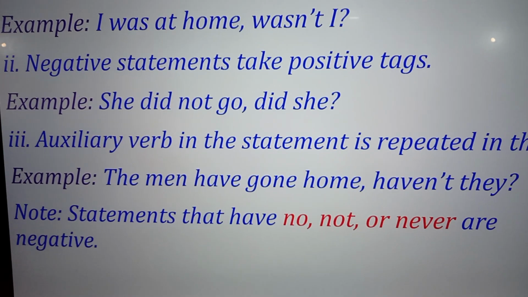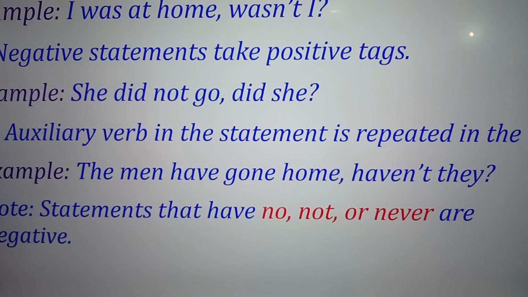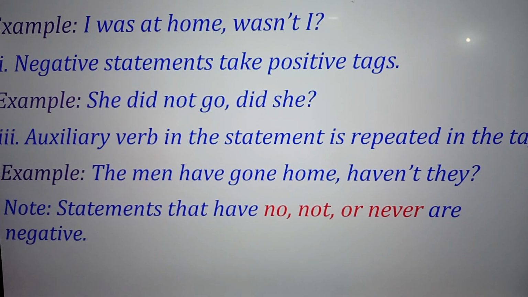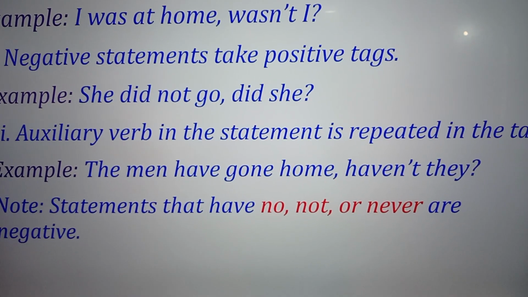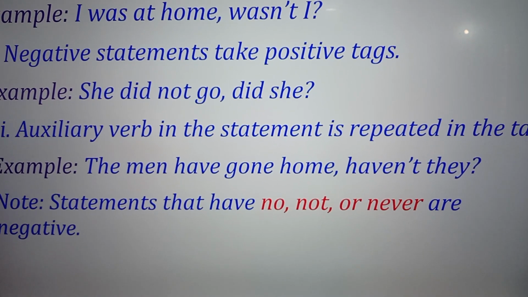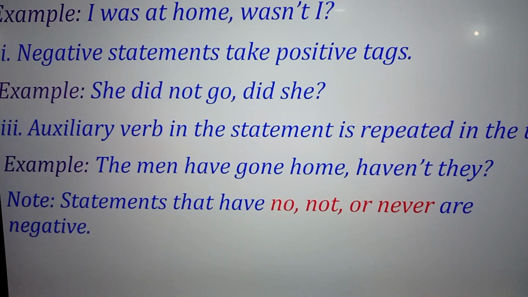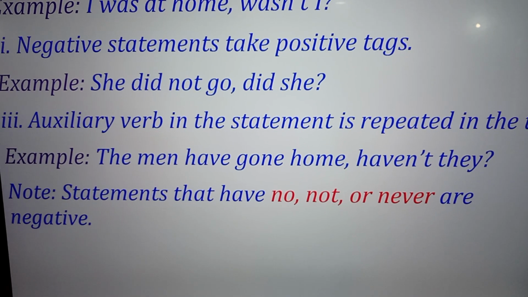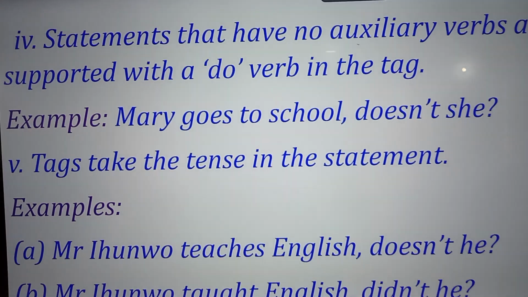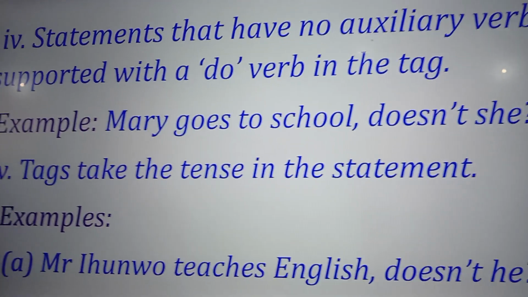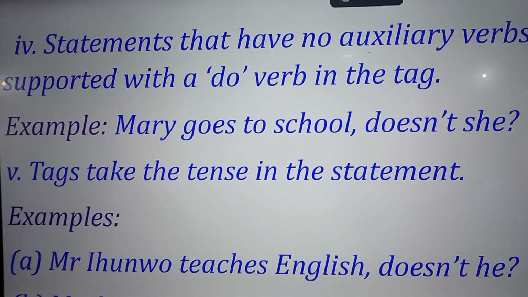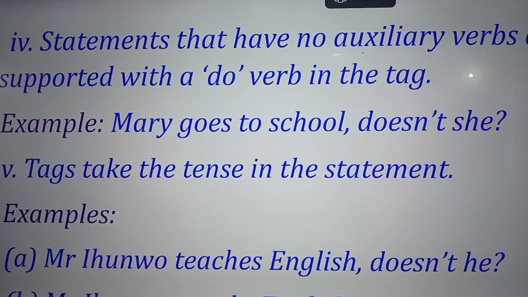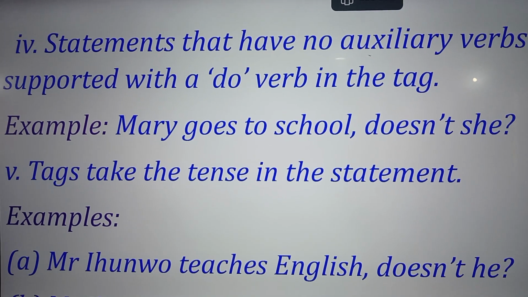So look at the third rule. Auxiliary verbs in this statement are repeated in the tag. The men have gone home, haven't they? The men have. The auxiliary verb there is have, repeated in the tag, haven't they? So note, statements that have no, not, or never, like I said before, are negative. The next rule, there could be statements in English that have no auxiliary verbs in them. Those statements have the support of do, does, or don't in the negative in the sentence.